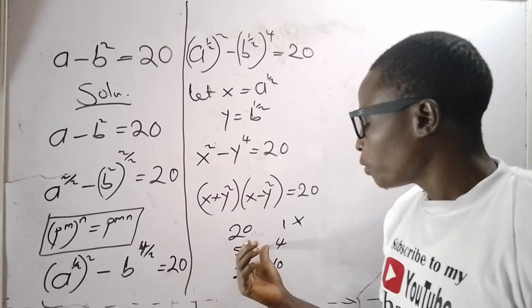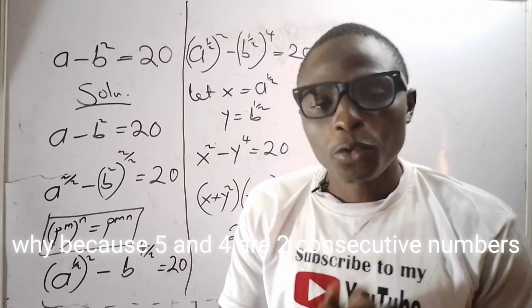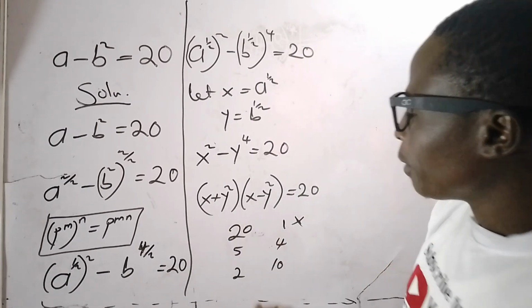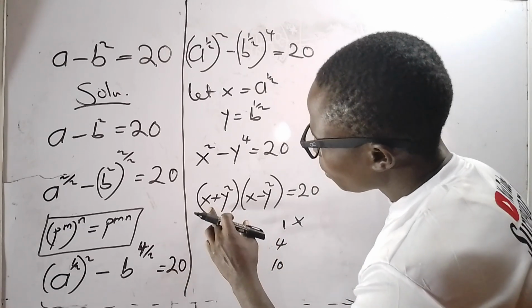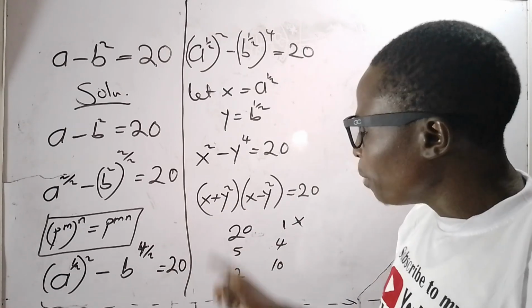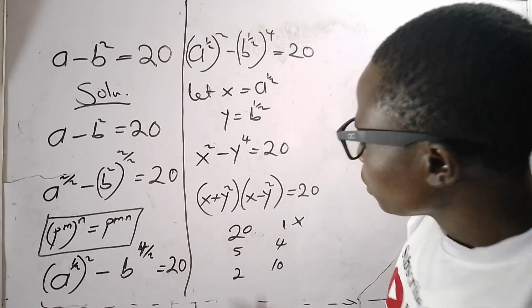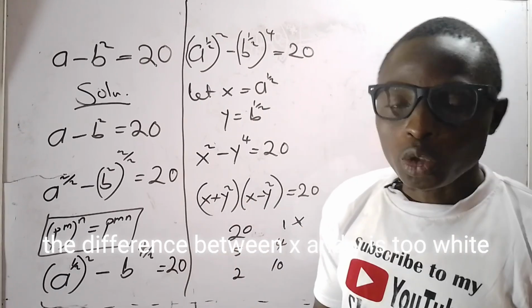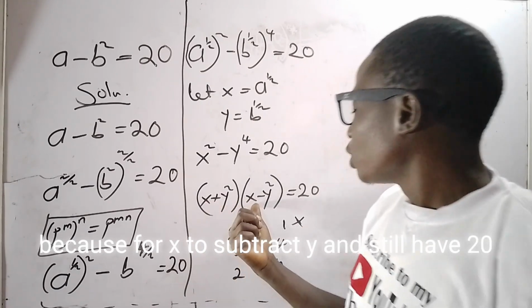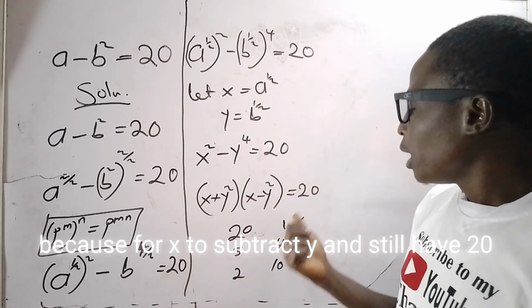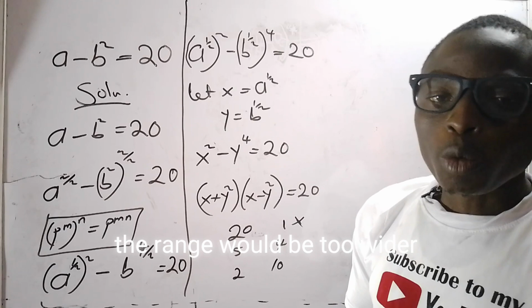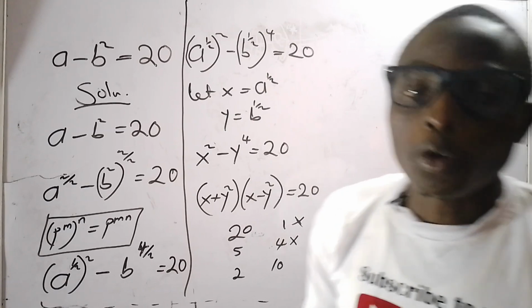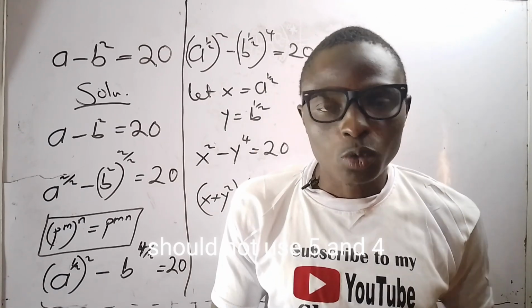We still don't have to use 5 and 4. Why? Because 5 and 4 are two consecutive numbers. And when we look at it, we will understand that x and y can never be consecutive, because the difference between x and y is too wide; for x to subtract y and still have 20, the range will be too wide. So it is advisable not to use 5 and 4, but that doesn't mean that someone should not use 5 and 4.